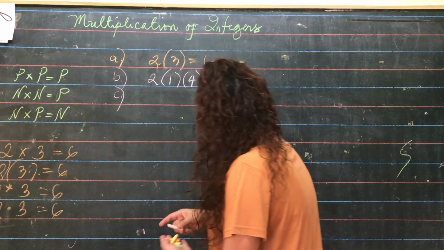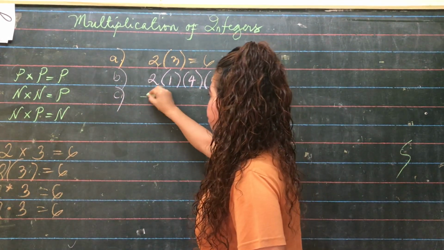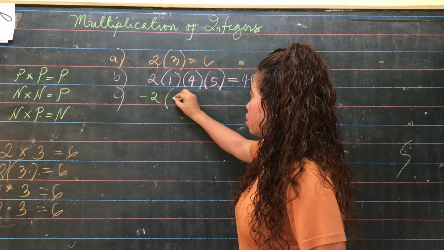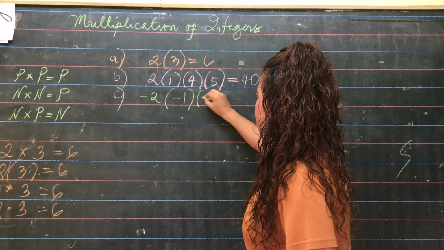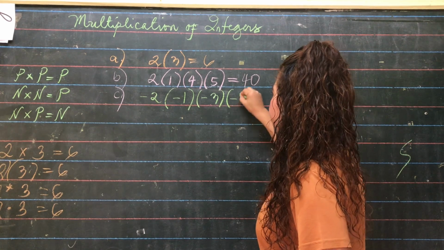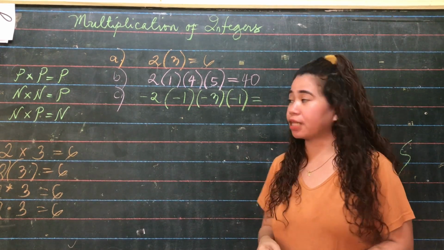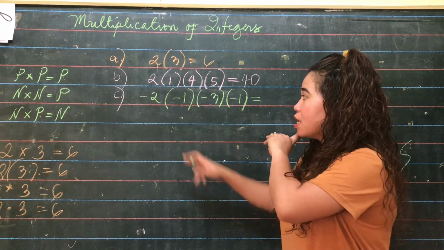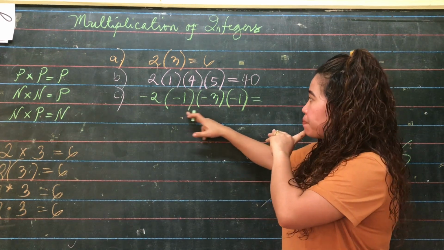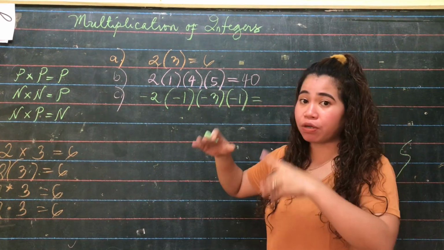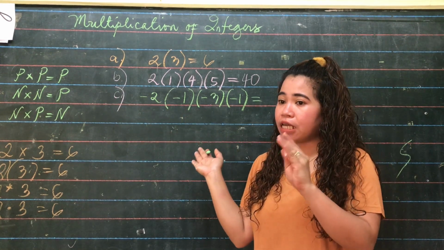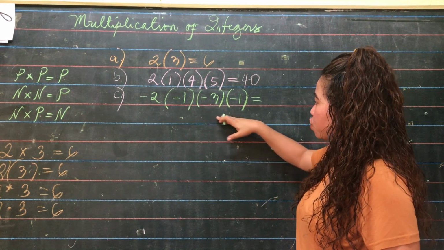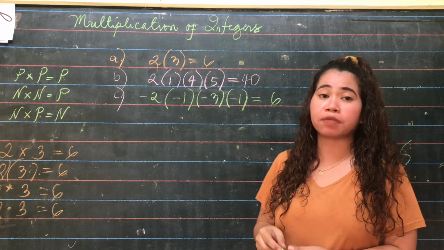The letter C. Negative 2. You can enclose it in parentheses, the first integer, or not. Negative 2 times negative 1 times negative 3 times another negative 1. All negative signs. Negative 2 times negative 1 times negative 3 times negative 1. Let's do it one by one. You can just cancel the signs. 2 times 1 you have 2, 2 times 3 you have 6, 6 times 1 you have 6. The answer is positive 6.